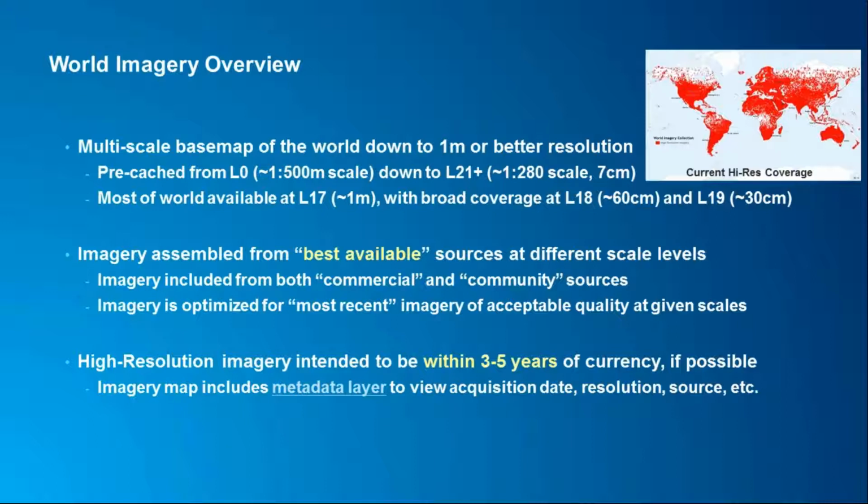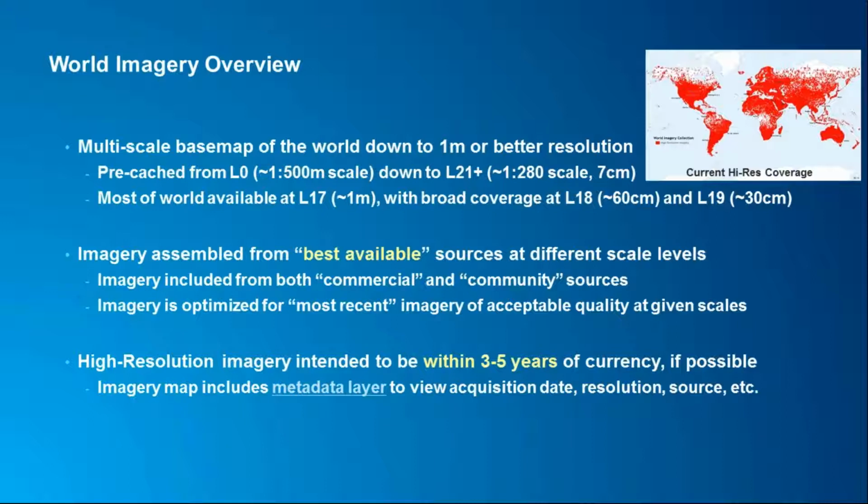The coverage map you see in the upper right shows the areas that are covered at this resolution. But we also have broad coverage of even more detailed sub-meter resolution imagery for selected areas, such as the United States, Western Europe, and other locations where we have community maps content. The World Imagery Map is assembled from a variety of best available sources at different scale levels. The imagery includes content from both commercial sources like DigitalGlobe, as well as community sources from various types of government organizations. The imagery is optimized to show the most recent imagery of acceptable quality for any given location.